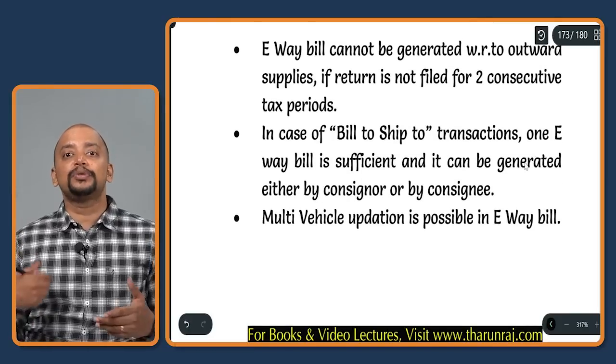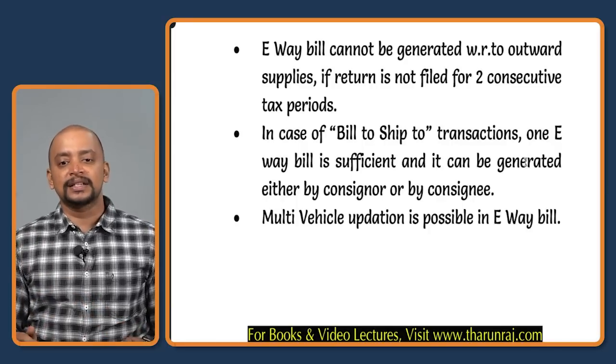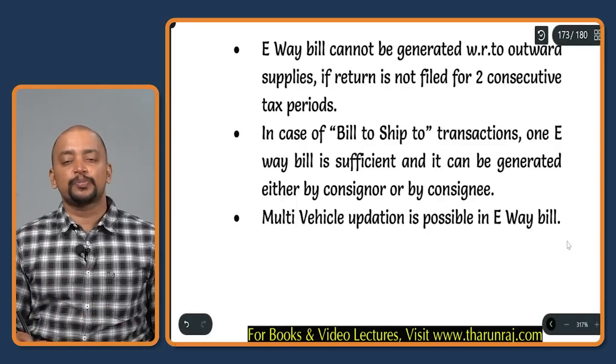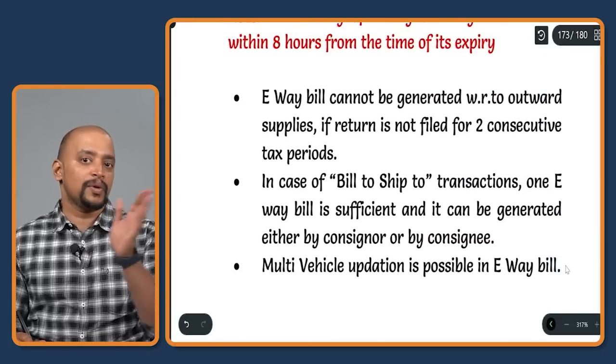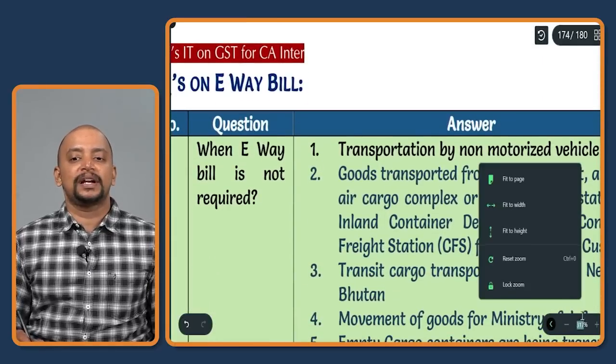In case of bill to ship to transactions, one e-way bill itself is sufficient even though there are two supplies, and multi-vehicle updation is possible in the e-way bill. That is, up to some distance in one vehicle, thereafter another vehicle, we can update that in the e-way bill, no need to generate a separate e-way bill.